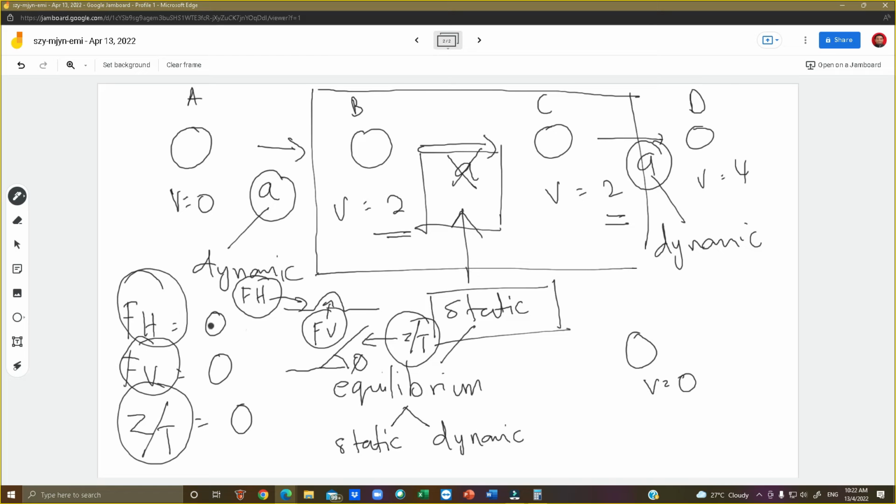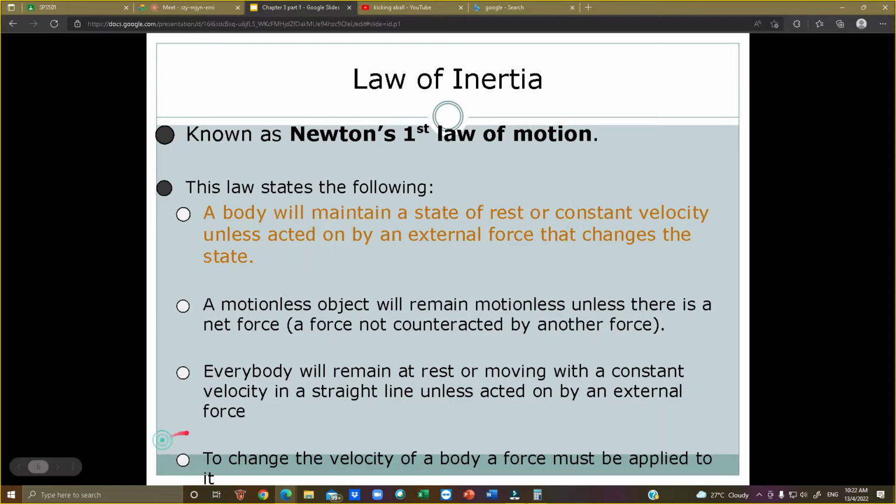So the net force, okay, net force is FH plus FV plus Z equals to net force. If there is no net force or Fn equals to 0, means that the object is in equilibrium state. The object will not move. The object will move at a constant speed and it won't change. Itu adalah maksud first law.